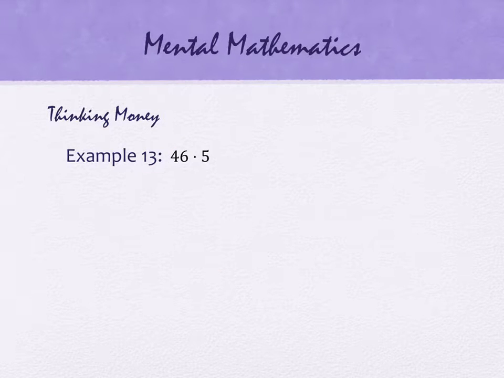Thinking money. This is really fantastic. You guys are familiar and comfortable with using money because it's something you handle and work with every day, or at least you have on most days of your life. So one way to do this, and of course it only works in certain situations, is to think about this 5 as a specific kind of coin. What coin would it be? It's a nickel. Okay, fine.